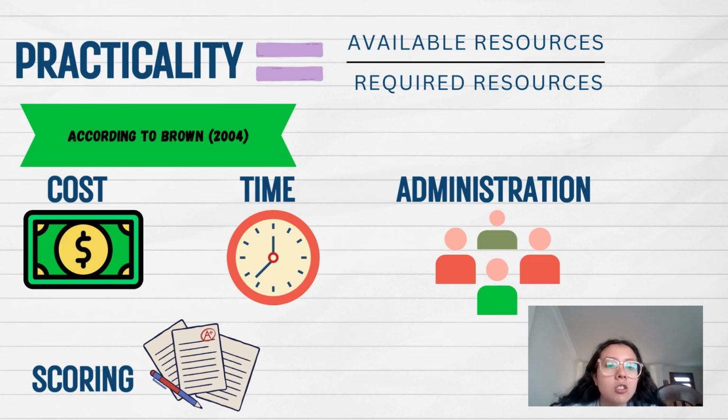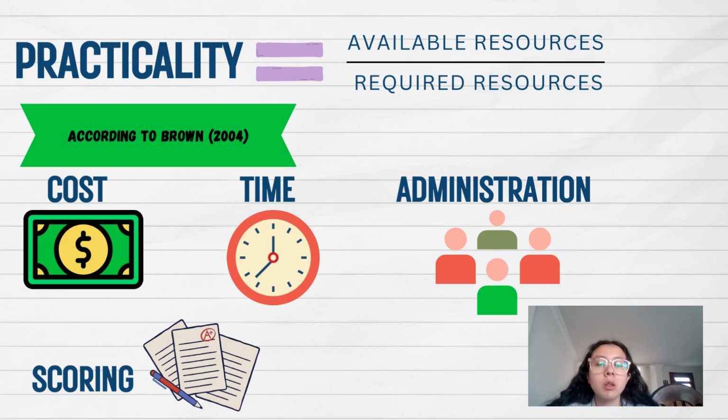Practicality is the relationship between the available resources and the required resources that are needed to take a test. According to Brown in 2004, he mentions four aspects that need to be considered. First of all, the cost: a test shouldn't be too expensive to take or too expensive to create, or vice versa. The time: a test cannot be too long or too short. So, for example, a placement test cannot last 15 hours and also not 2 minutes.